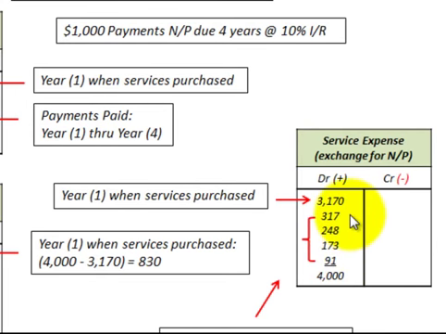So if we look here, year one when the services were purchased, we increased our service expense for the present value of those services, which is $3,170. Then we added our interest expense in each year, and then our total amount here was $4,000 for the service expense over years 1 through 4.